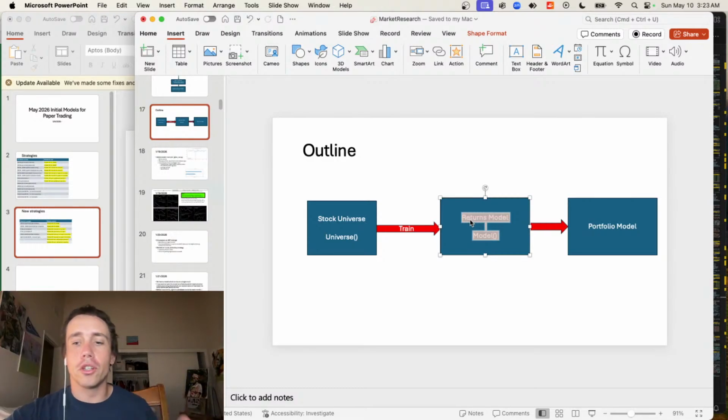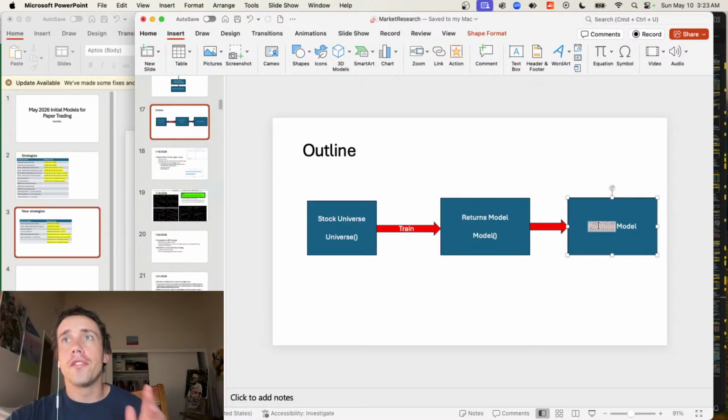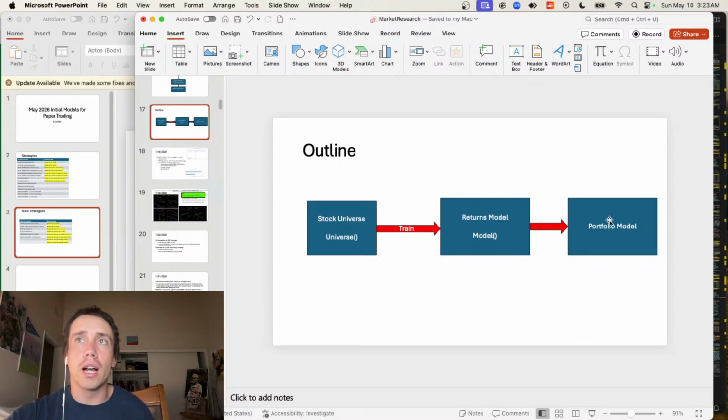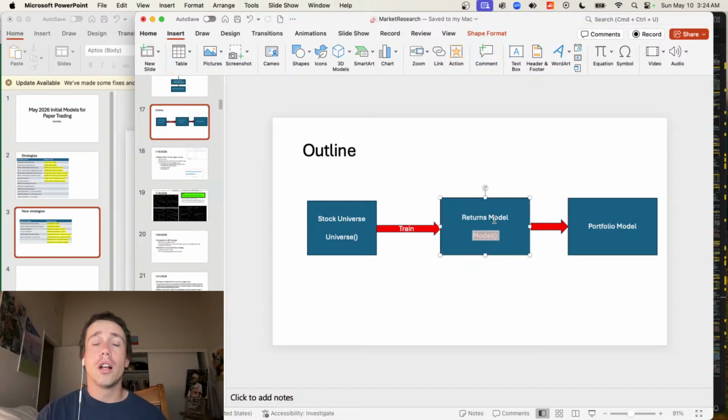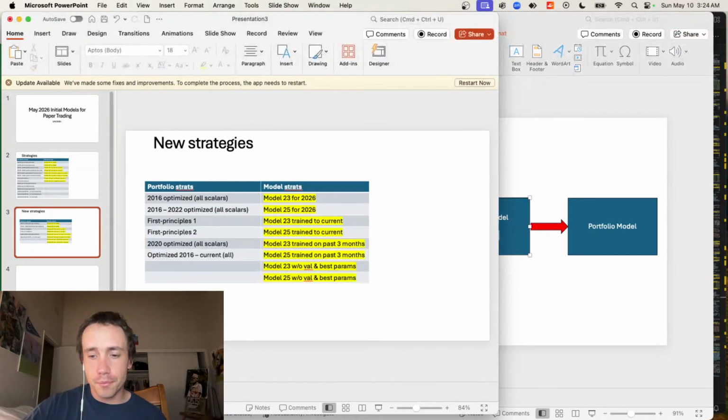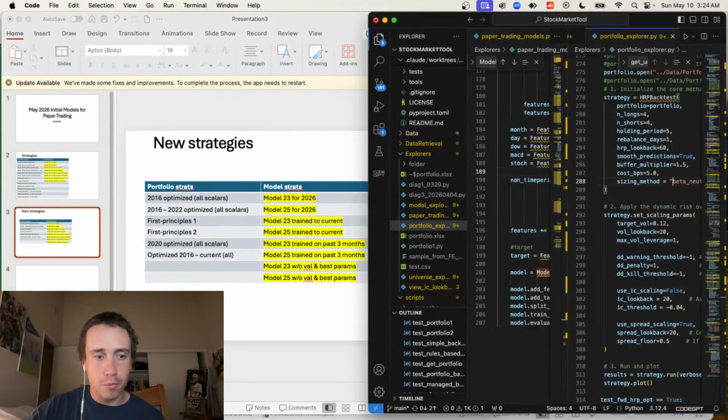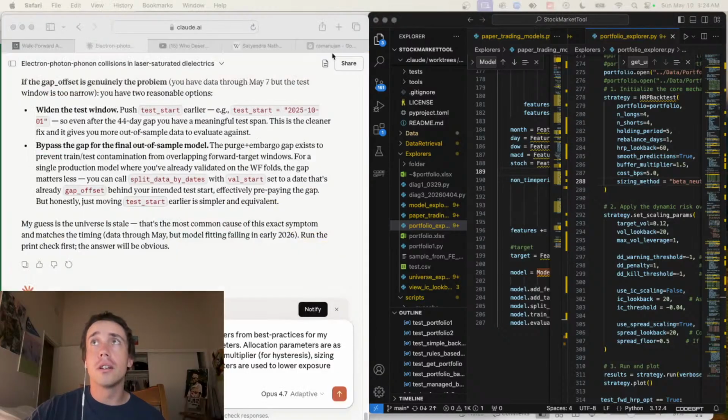But once you have a model that you're confident in, the final step is to implement some capital allocation strategy, a portfolio level model. The portfolio model is very simple. It's really leaning on the returns model. Here's the output, here's the predicted returns for the day, decide how to allocate capital, basically. Now let's finish putting in everything that I want.